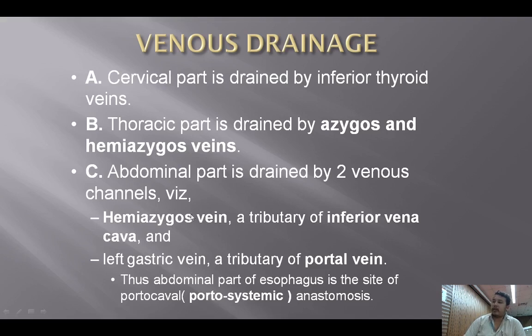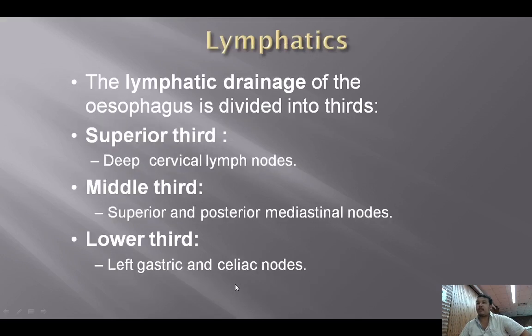So these two veins join each other. But the hemiazygos vein is a tributary of inferior vena cava and the left gastric vein is a tributary of the portal vein. So this area is a place of something called portosystemic anastomosis because the inferior vena cava is a systemic vein that is taking the blood to the heart and the left gastric vein is a portal vein which is taking the blood towards the liver. So this area is a part of portosystemic anastomosis. We'll talk about this again in another class.